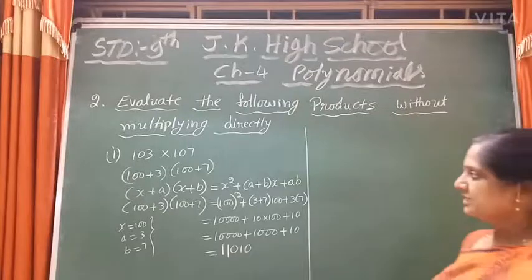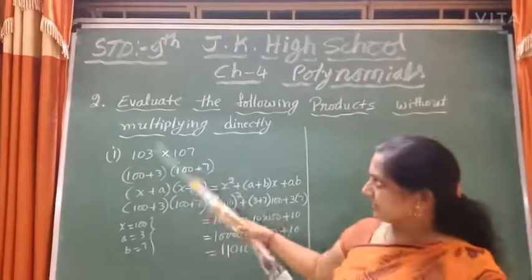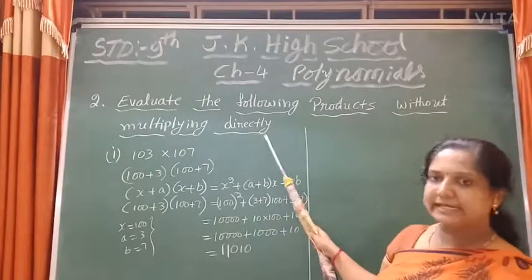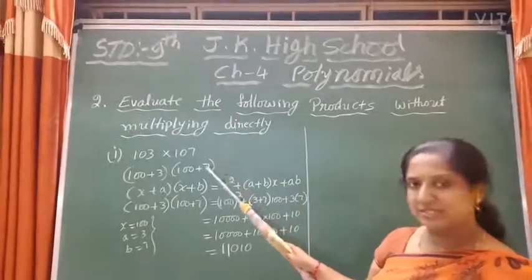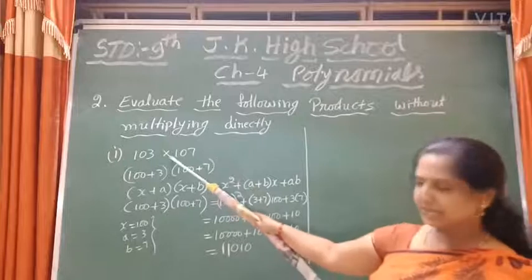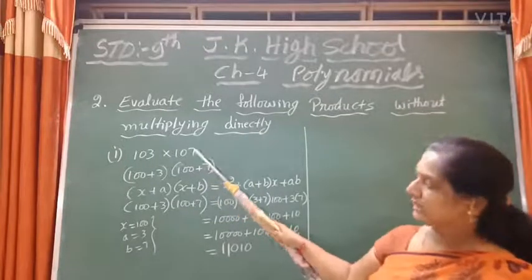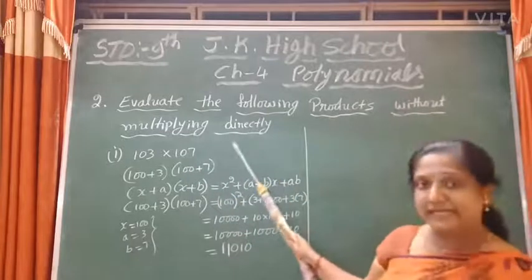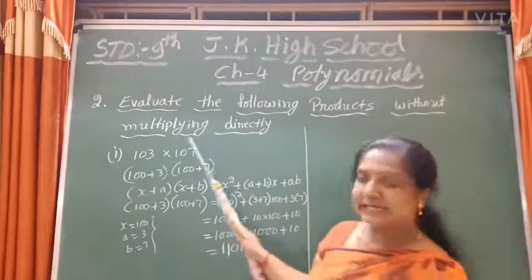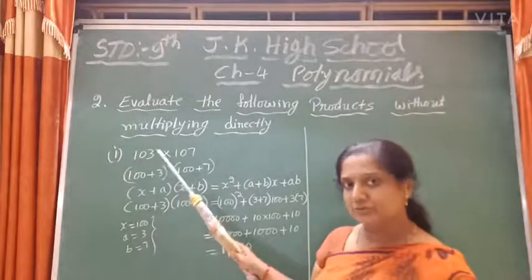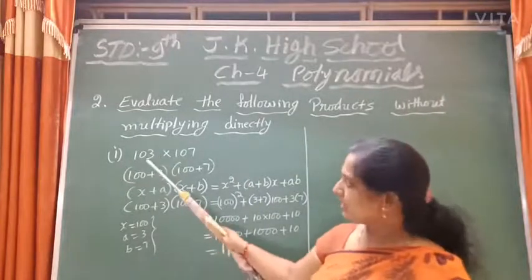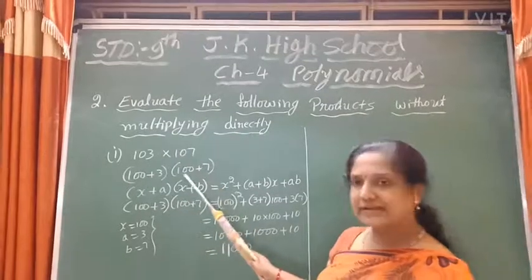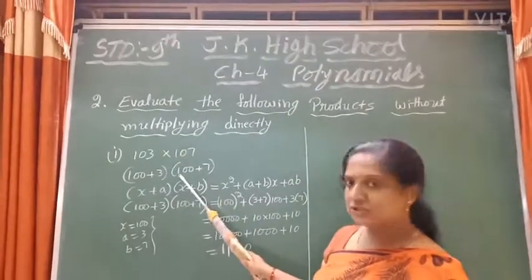Children, see this second question. Evaluate the following products without multiplying directly, because in this question only numbers are there. When you observe this multiplication sign, you will think we have to multiply directly, but actually they say without multiplying directly. So without multiplying directly means I can use an identity to find the product. 103 I can write as 100 plus 3, the value is not going to change. 107 I can write as 100 plus 7, the value is not going to change.